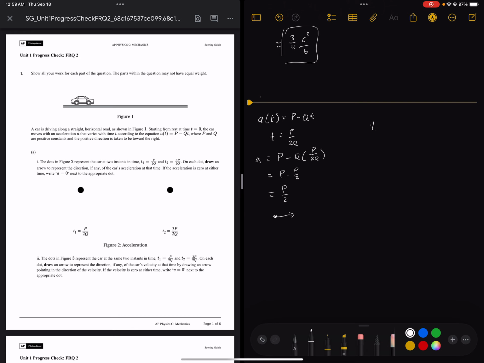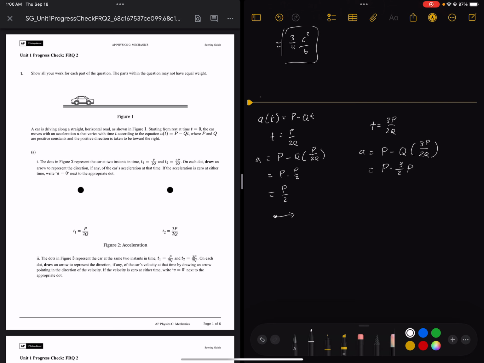Now at time t equals 3p over 2q, you're going to do the exact same thing. All right, so the acceleration is equal to p minus q times 3p over 2q. All right, and then we're going to end up with negative p over 2, right? So here I have p minus 3 over 2 times p, okay?